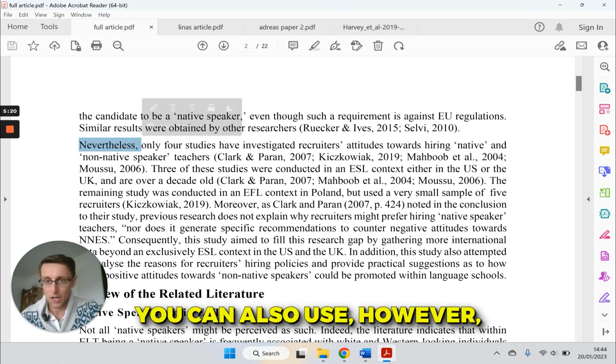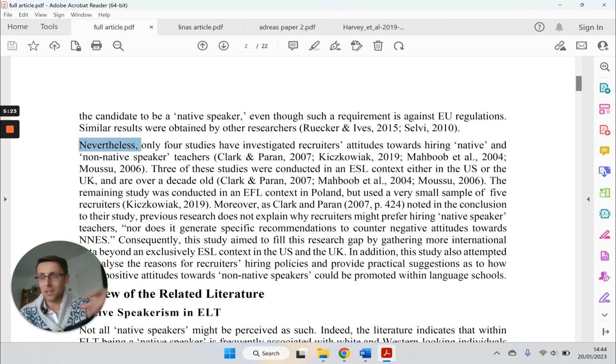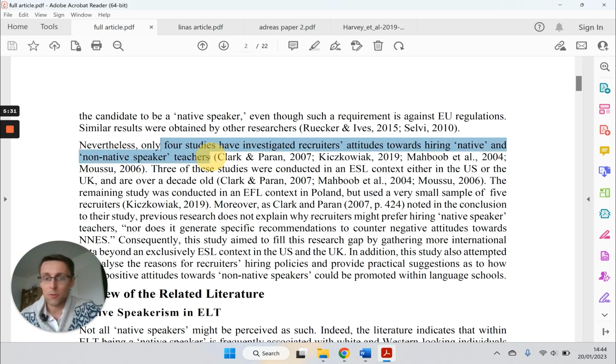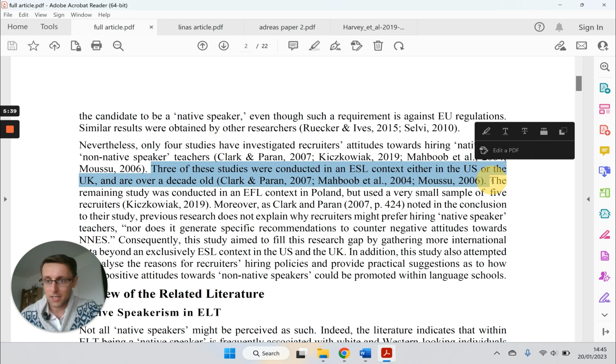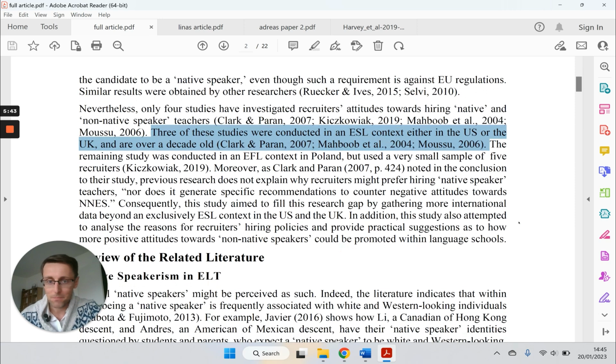You can also use however, because previously we've been discussing the literature, right? And now we're introducing contrast. We said all these things have been done. Nevertheless, we've got only 4 studies on this particular topic. And there is a problem with those studies, right? There's a limitation of those studies, right? That they were just conducted in a specific context, right?